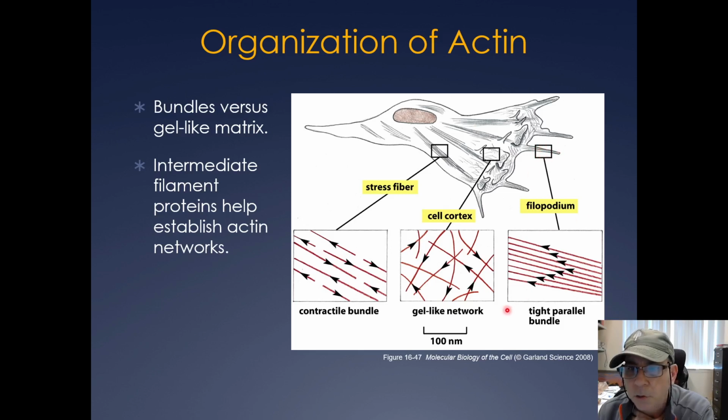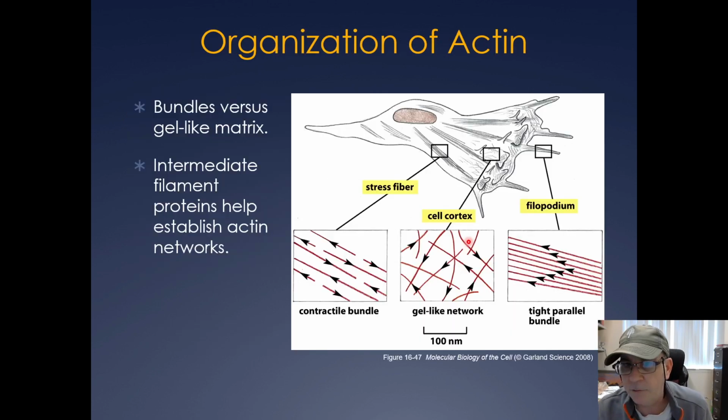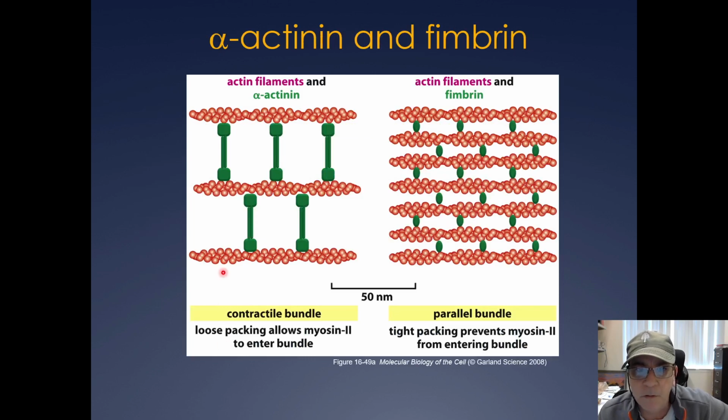Okay, and so the organization of actin is done and controlled by these actin cross-linking proteins, and here's just some examples of them. There's spectrin here, it's actually a tetramer, and then you have fimbrin, alpha-actinin, which is a dimer, and then filamin here, which is also a dimer. And these help connect the actin filaments and give it some of its diverse functionality, right? You can have your contractile bundle, your gel-like network, or your tight bundle. And we'll see an example of that right here.